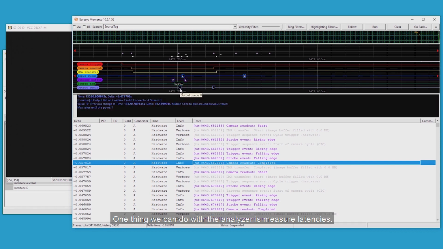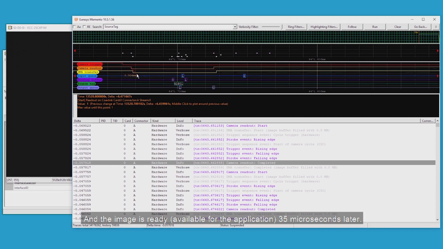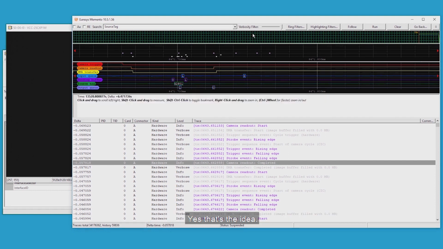So one thing we can do with the analyzer is measure latencies, for example, from the camera readout. When the camera readout ends, we can see that the DMA transfer completes almost immediately, only 1 microsecond later, and the image is available for the application 35 microseconds later. So this is really interesting. It really looks like a logic analyzer. Yes, that's the idea.